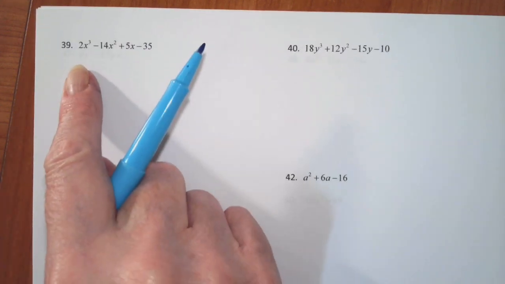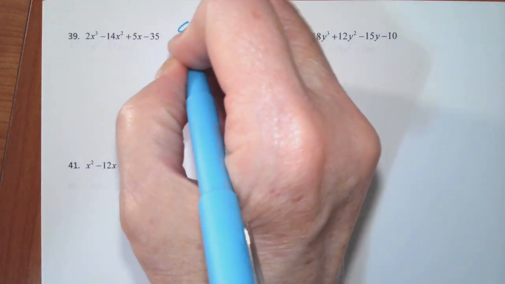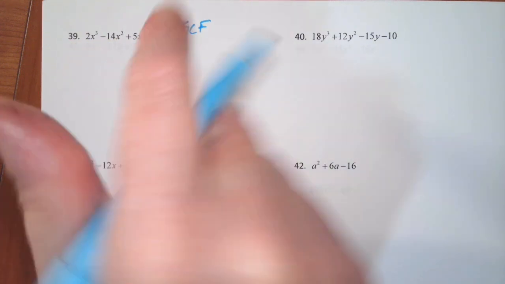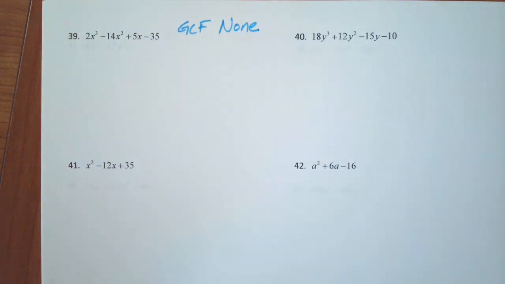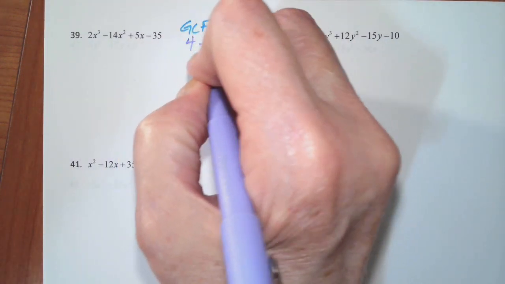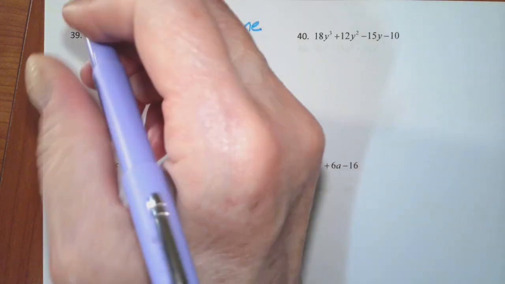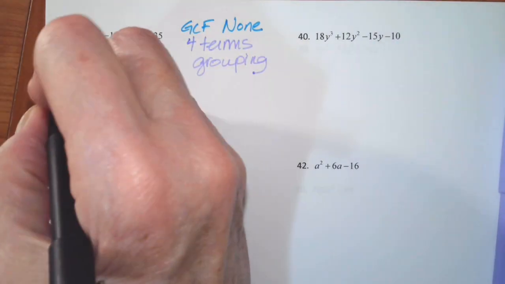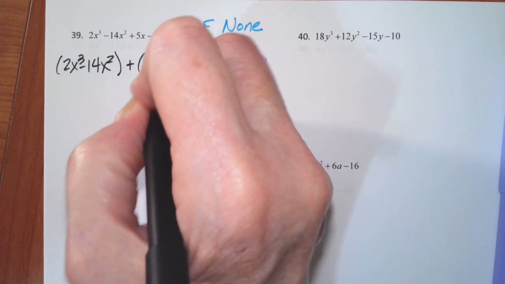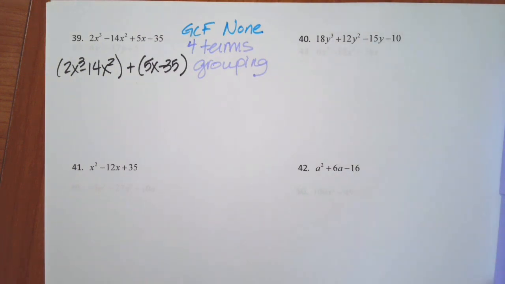Okay, so on 39, I want to see if there's a greatest common factor. Well, they don't all have x's. And let's see. Yeah, there's nothing that divides all of them because 2 and 5 are prime. So there's none. But I looked. Okay, this is 4 terms. So I'm going to factor by grouping. Okay, so that means I'm going to write this as 2x to the third minus 14x to the second plus 5x minus 35. Okay, I've got my two groups. I'm going to look at each of these groups independently.